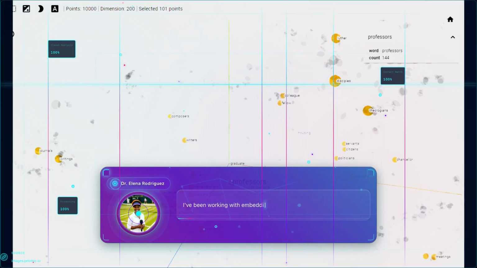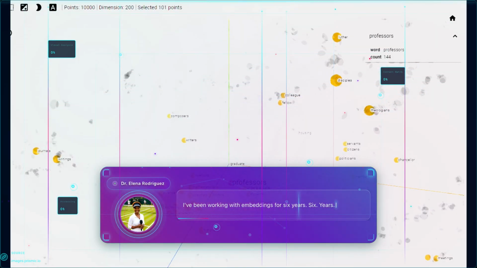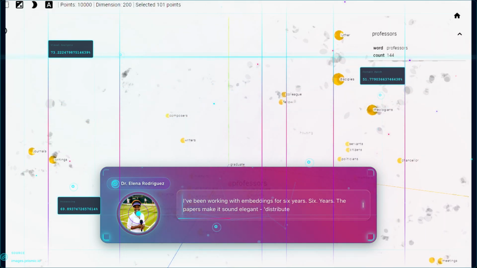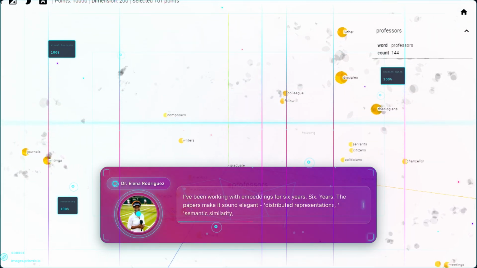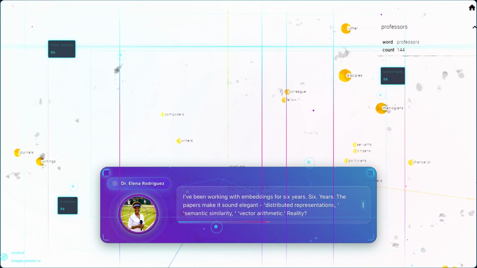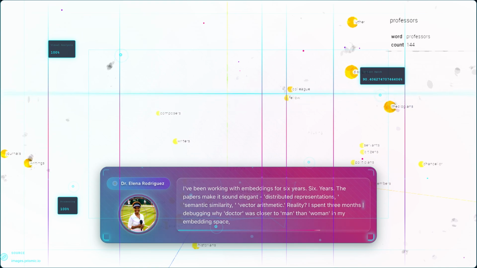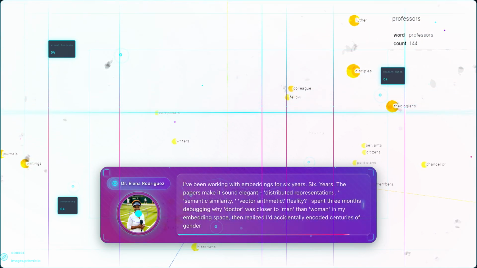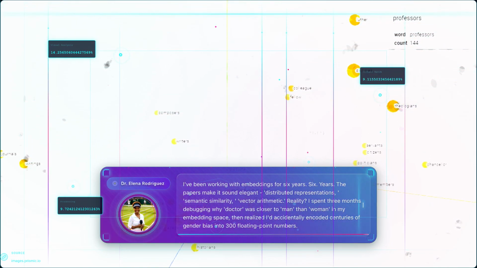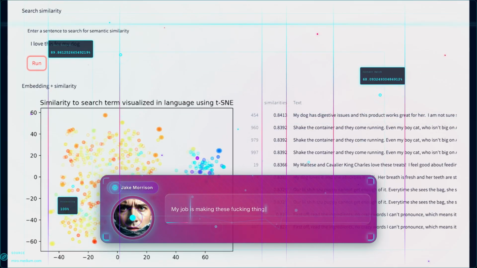I've been working with embeddings for 6 years. 6 years. The papers make it sound elegant: distributed representations, semantic similarity, vector arithmetic. Reality: I spent 3 months debugging why "doctor" was closer to "man" than "woman" in my embedding space, then realized I'd accidentally encoded centuries of gender bias into 300 floating point numbers. My job is making these things scale.